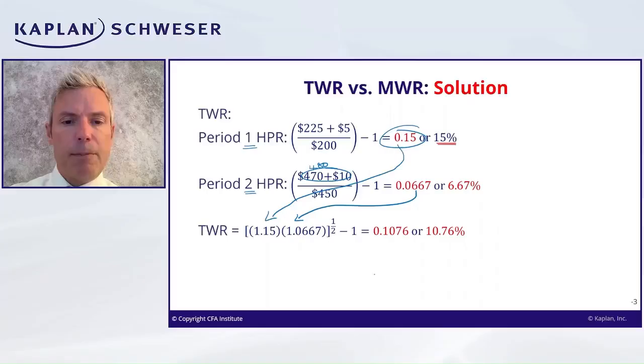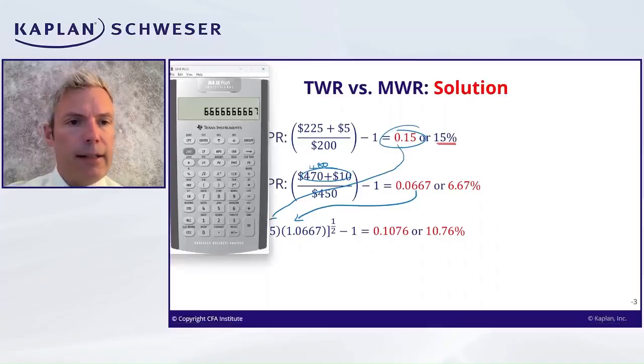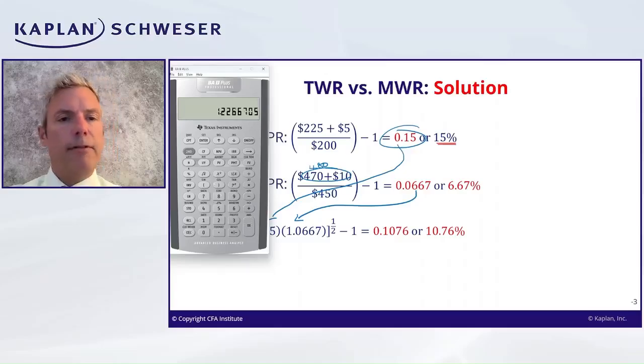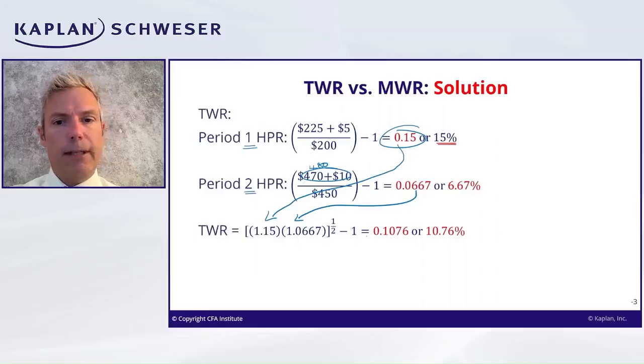From a calculator perspective, what would I do here? I'd just go 1.15 times 1.0667. Let's see what that equals. That's my total compound growth. Then I just hit the square root key, and that gets me to 1.107. I can then subtract the 1, and I'm staring at the decimalized periodic geometric return, which is your time-weighted rate of return. Now the money-weighted rate of return is going to be different.